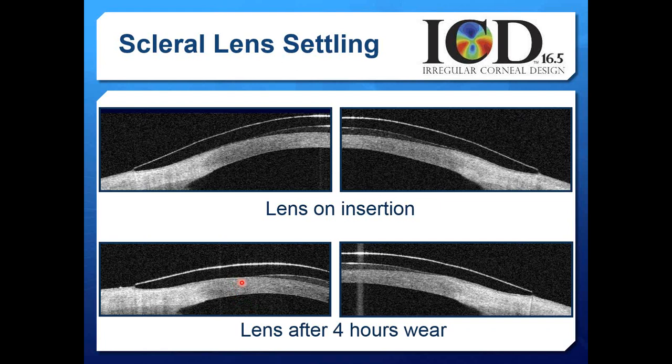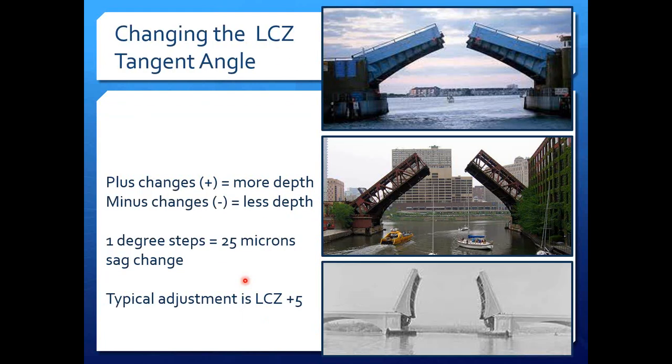Now, how do we adjust this? How do we take a lens that looks like this, with this peripheral corneal and limbal vault, and create a more healthy tear layer between lens and surface? Well, by changing the limbal clearance zone, 5 steps is the typical adjustment. What you're simply doing is taking the angle of that zone and increasing it, making that angle higher. The higher you make the angle, the greater you're going to vault.